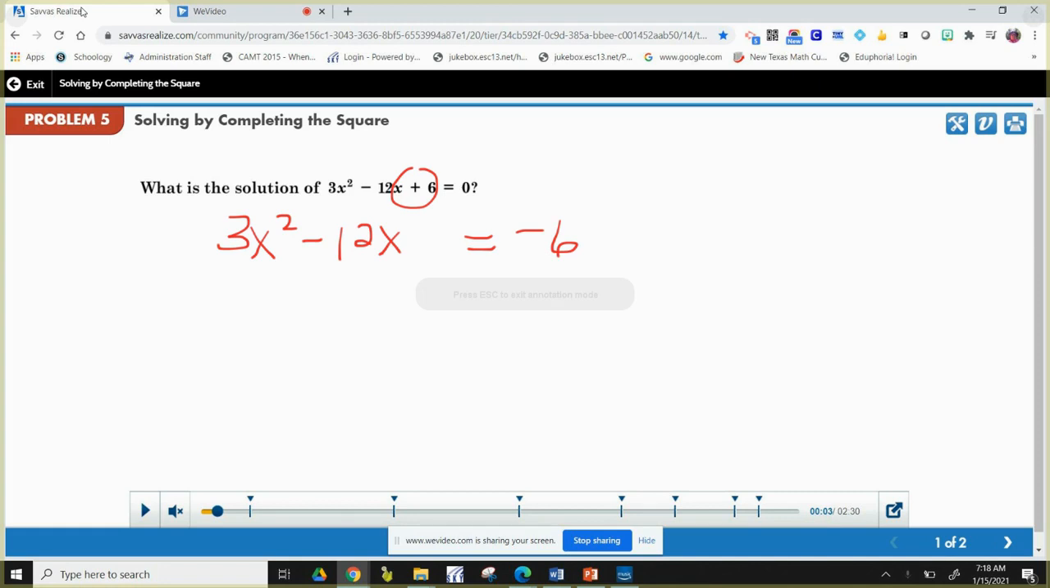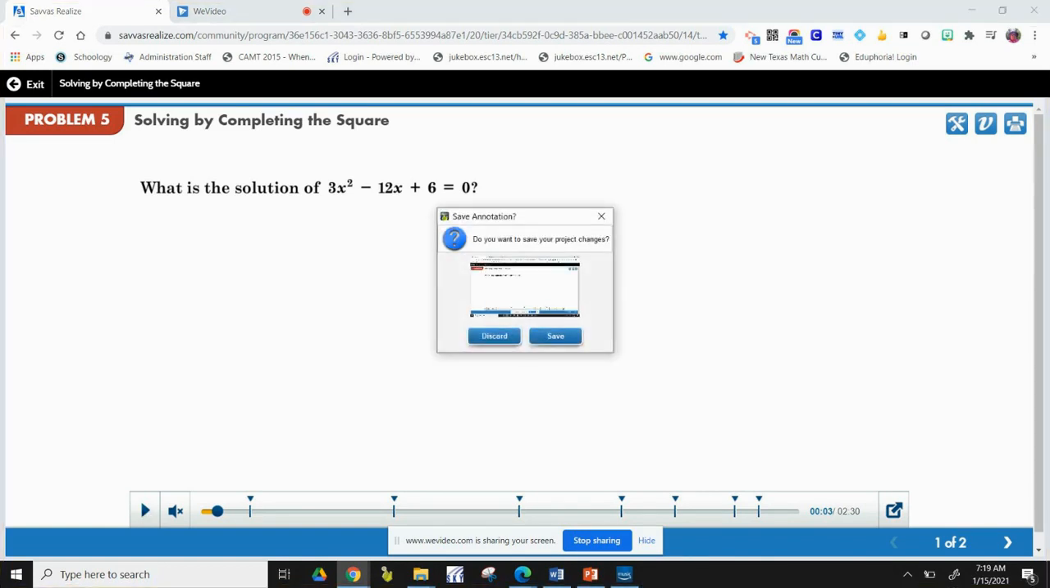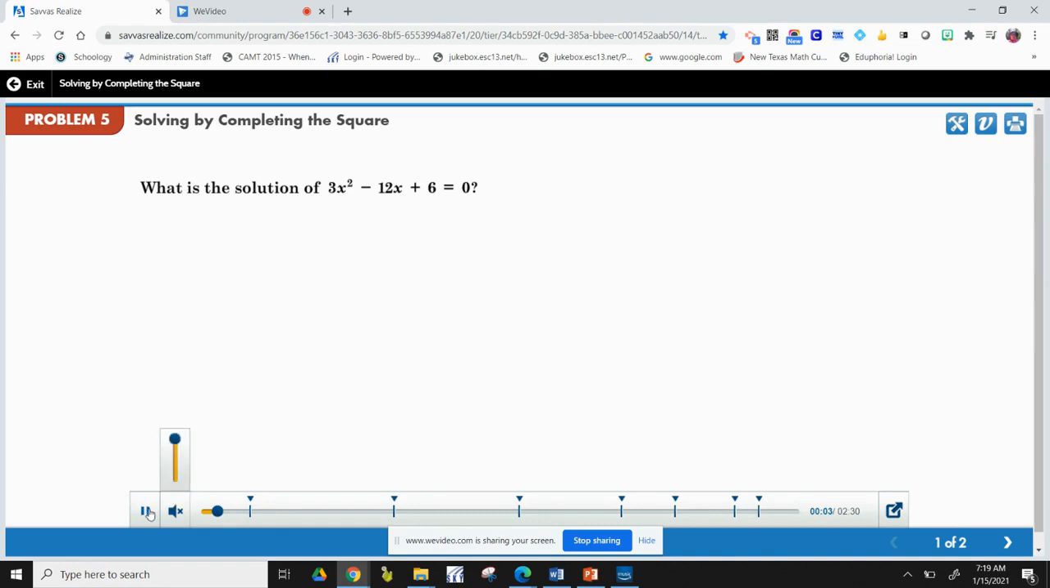Okay? Actually, this might be a little quicker. Do it this way. All right, so we're going to move the 6 to the other side. Okay, here we go. Okay. That's already done.